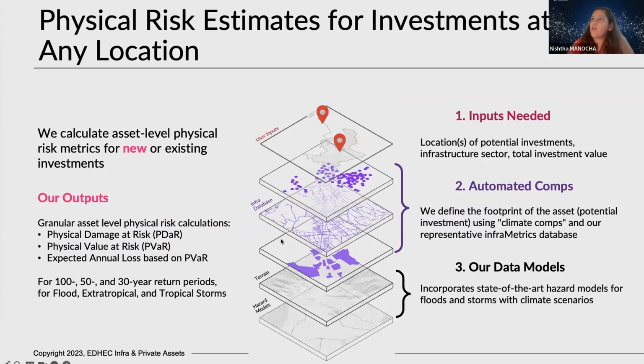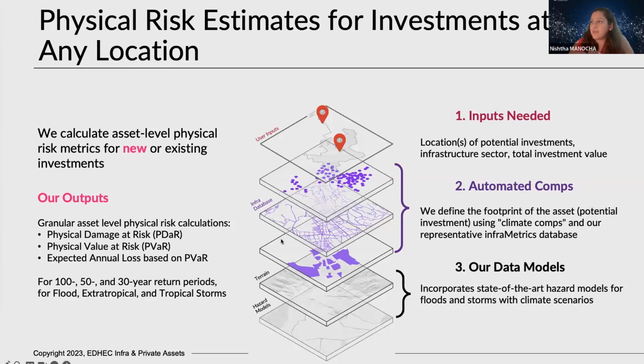Another service that we can offer when it comes to physical risk is that it's possible to look at any existing asset and define its physical risk. We can also do this for assets that don't exist, assets that are under construction, or that you're thinking about building. So how do we do this? For new assets, we can produce the same information: physical damage at risk, physical value at risk, and expected annual loss for 1, 50, and 100-year return periods, for floods, storms, and cyclones, under different climate scenarios. What we need here is the location, the potential investment sector, and the total investment value.